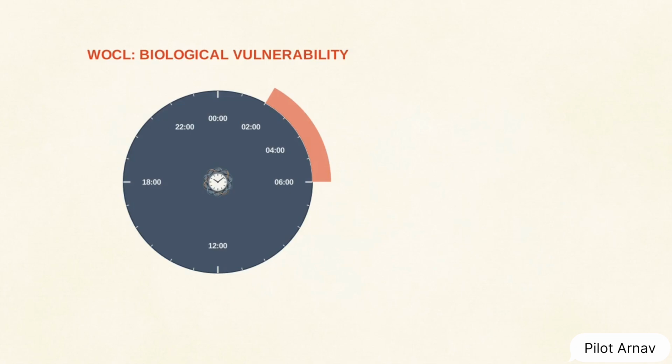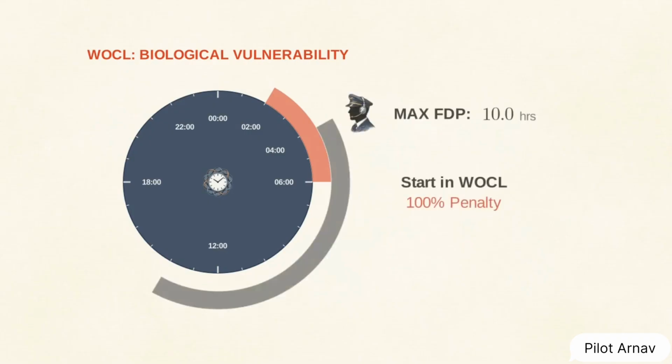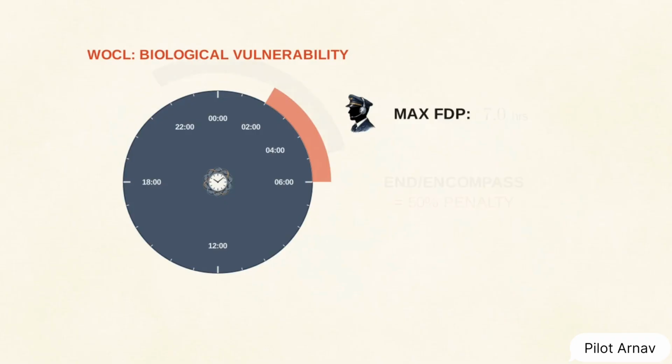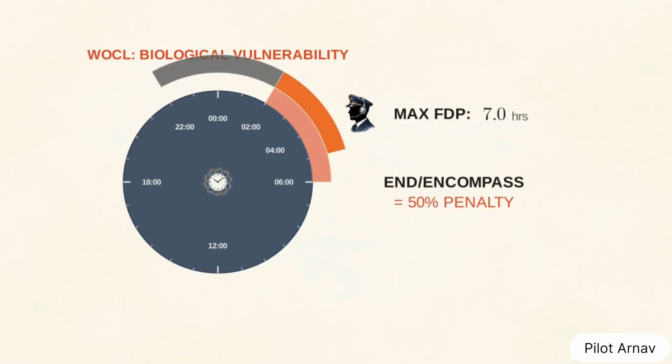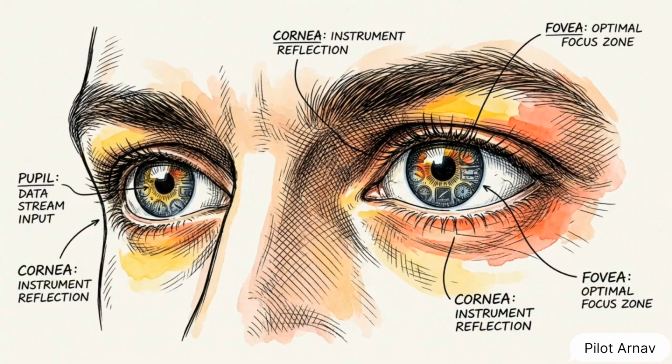The most significant hazard to crew performance is the window of circadian low, or WOCL. This is the period between 0200 and 0600 hours in the time zone to which the crew is currently acclimatized. Duty limits are penalized if they overlap this window. The maximum flight duty period is reduced by 100% of its encroachment if the duty starts within the WOCL, and by 50% if the duty period ends within or fully encompasses it. The DGCA treats human fatigue as a predictable risk factor that must be mitigated through algorithmic scheduling.